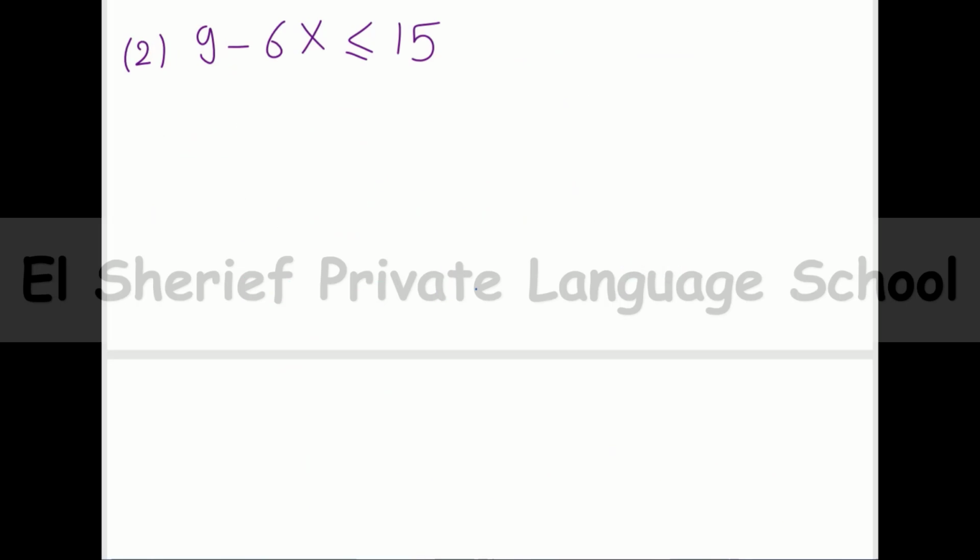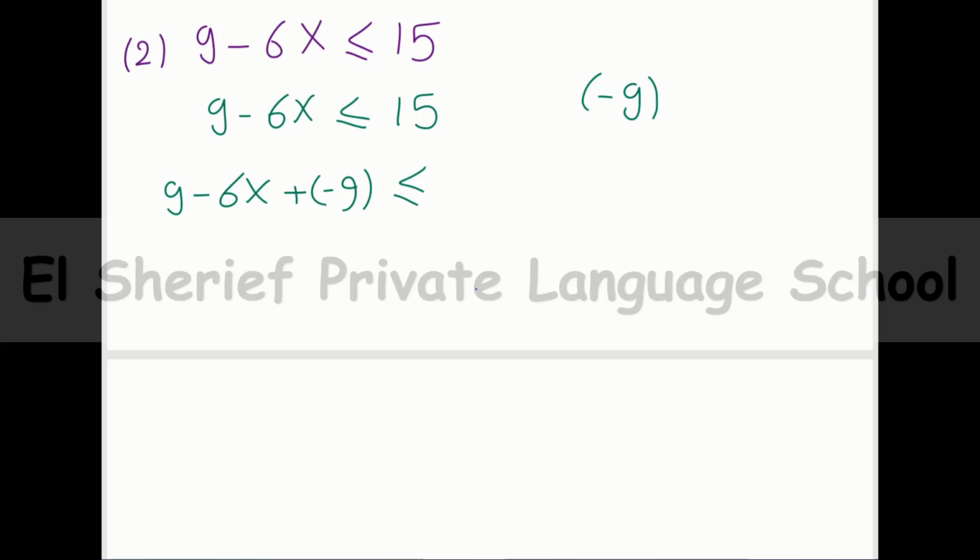Number 2: 9 minus 6x less than or equal to 15. Be careful, the sign here is less than or equal, which is also an inequality. So I have 9 minus 6x less than or equal to 15. I have positive 9, so the additive inverse of 9 is negative 9. So 9 minus 6x plus negative 9 less than or equal to 15 plus negative 9. Here the number and its additive inverse sum to 0, so I have negative 6x less than or equal to 15 plus negative 9, which equals 6.